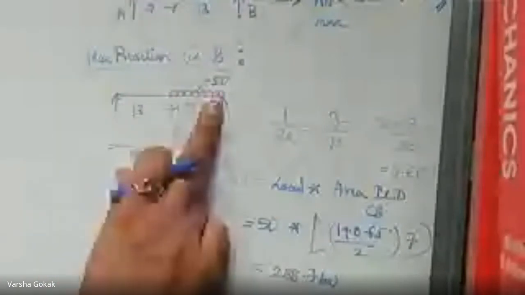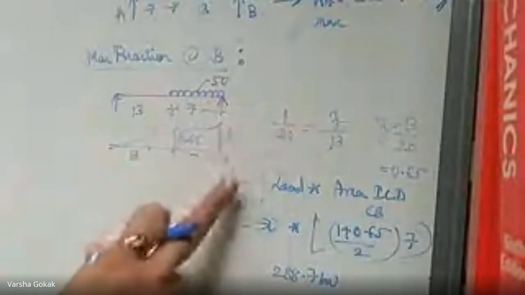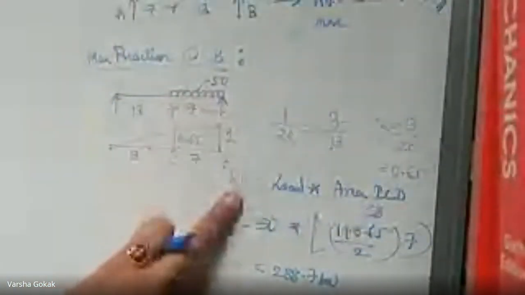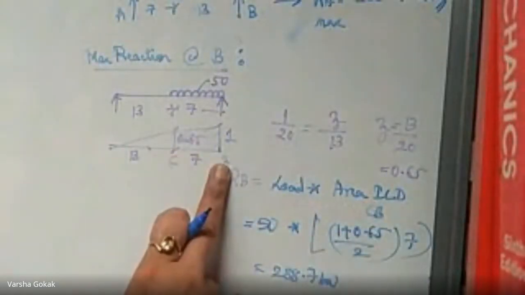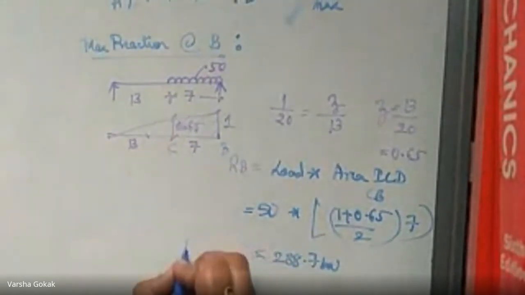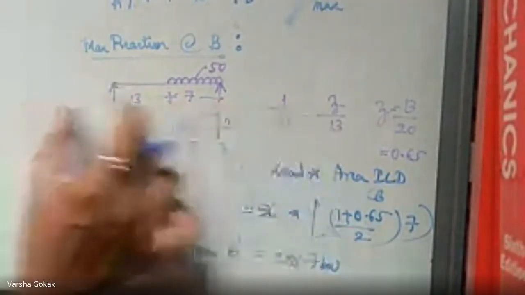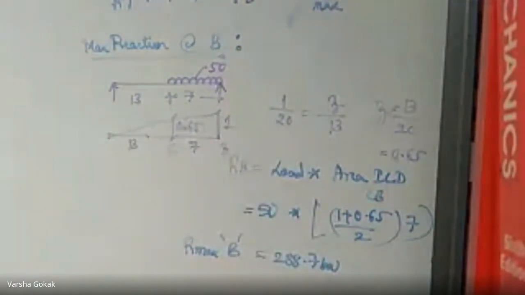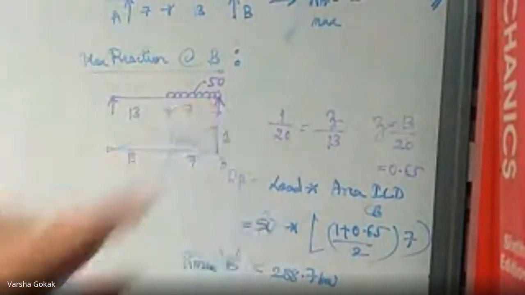We shifted the UDL towards the B. From the similar triangle, get the ordinate value and then calculate RB. Now, because the load has shifted, when I'm calculating RB, it is load into area of the trapezoid coming between these two points. So we get the maximum reaction at B, R max at point B, again 288 only. R max at A also will be 288, provided we shift the loading for A. When I want maximum reaction at A, I will place it towards A. When I want maximum reaction at B, I will place it towards B. So this is how we calculate maximum reaction at different points.